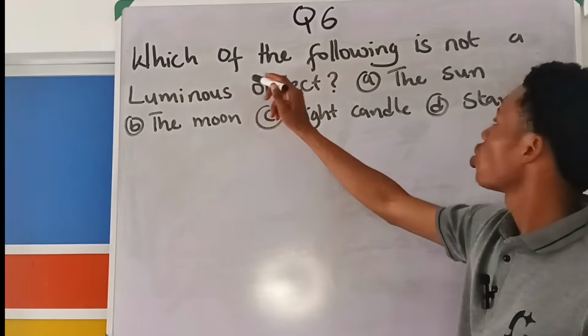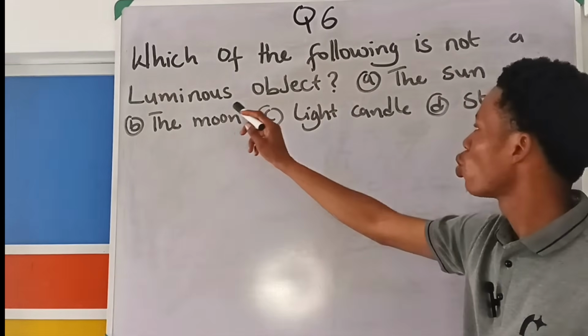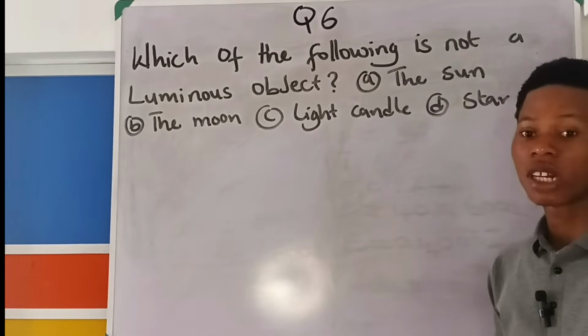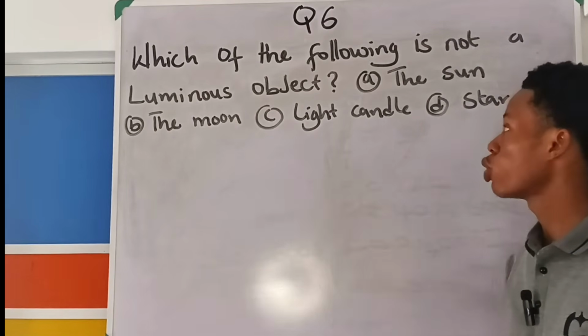Question 6. Which of the following is not a luminous object? Before you can even answer it, first you have to know what a luminous object is.